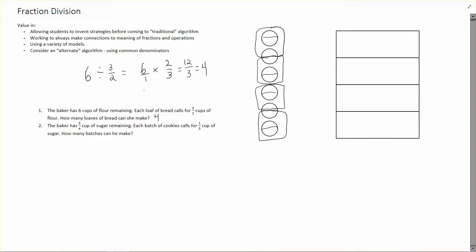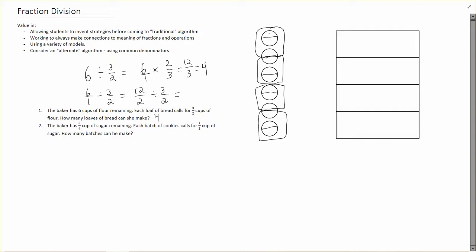Alternatively, if we use an alternate algorithm using common denominators, we'll see that it connects very closely to what we did here. What do I mean by using common denominators in an alternate algorithm? Well, instead of doing 6 over 1 divided by 3/2, we would realize that 6 over 1 is the same as 12 over 2, or 12/2. 6 wholes is the same as 12/2. And now the question is, if I've got 12/2 and I'm splitting them into groups of 3/2 each, how many groups do I have?